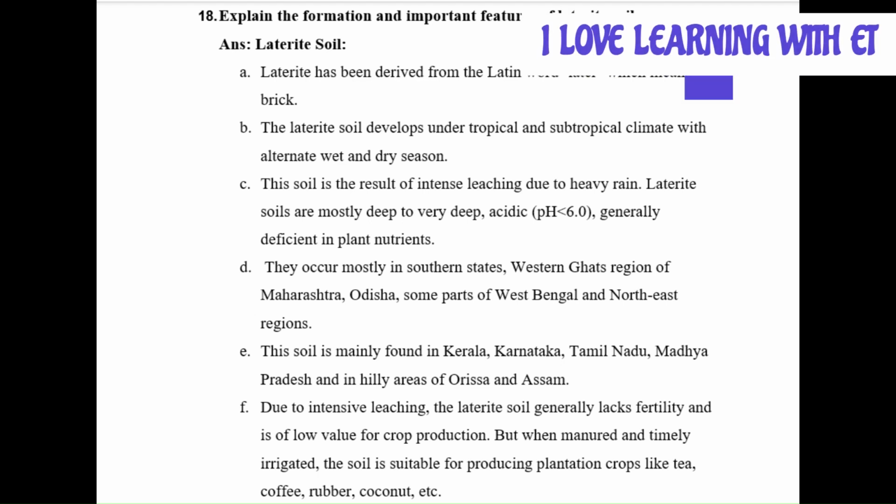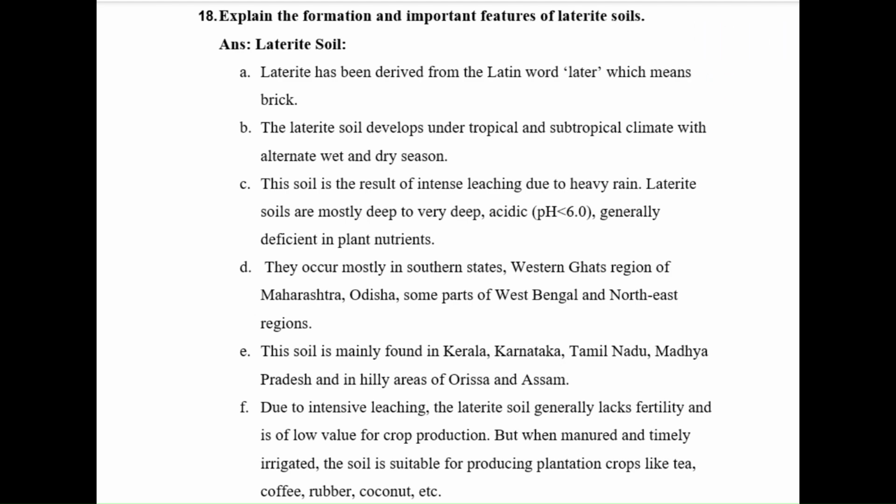D. They occur mostly in southern states, the Western Ghats region of Maharashtra, Odisha, some parts of West Bengal and northeast regions. E. This soil is mainly found in Kerala, Karnataka, Tamil Nadu, Madhya Pradesh, and in hilly areas of Orissa and Assam. F. Due to intensive leaching, the laterite soil generally lacks fertility and is of low value for crop production. But when manured and timely irrigated, the soil is suitable for producing plantation crops like tea, coffee, rubber, coconut, etc.